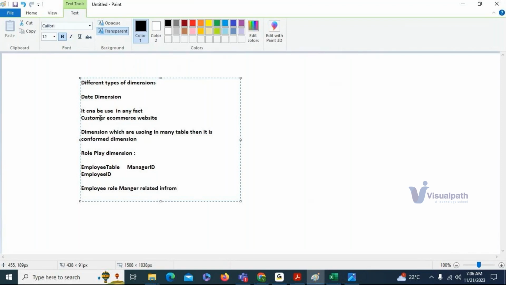It can store employee related information also. That is the role play dimension. Different roles at different times.